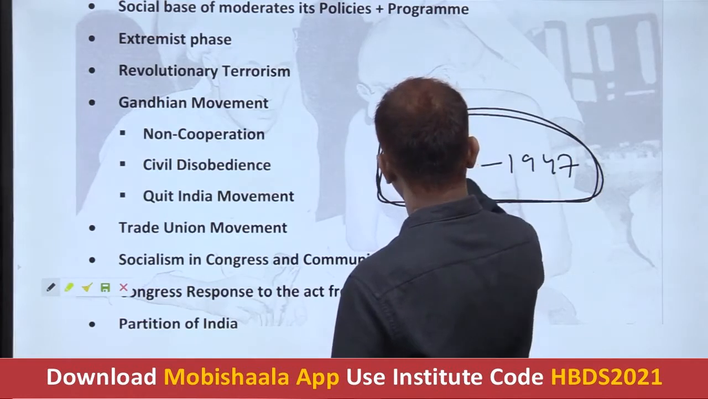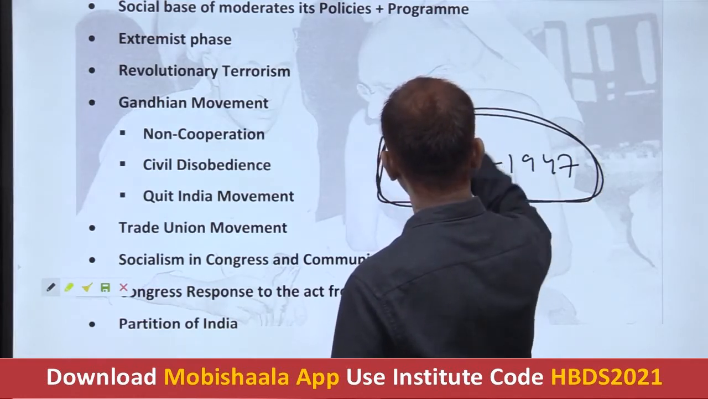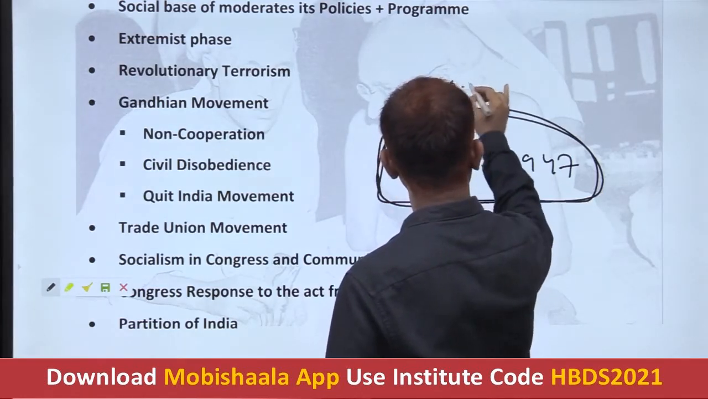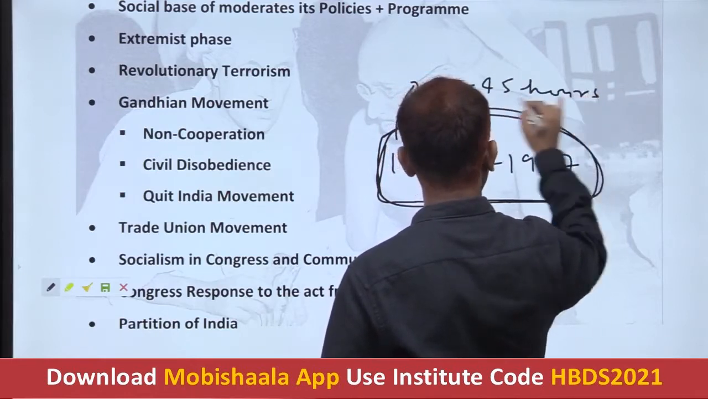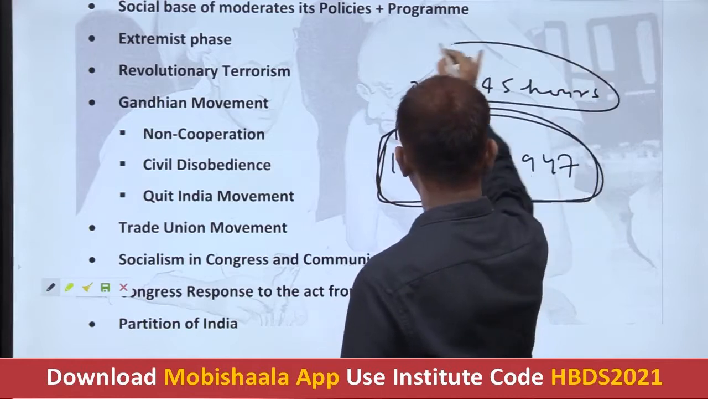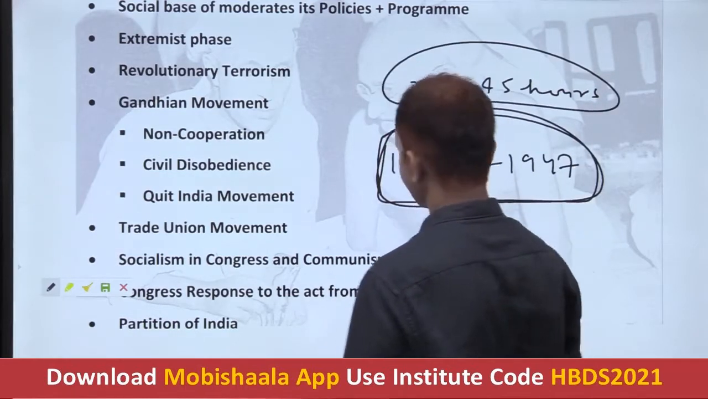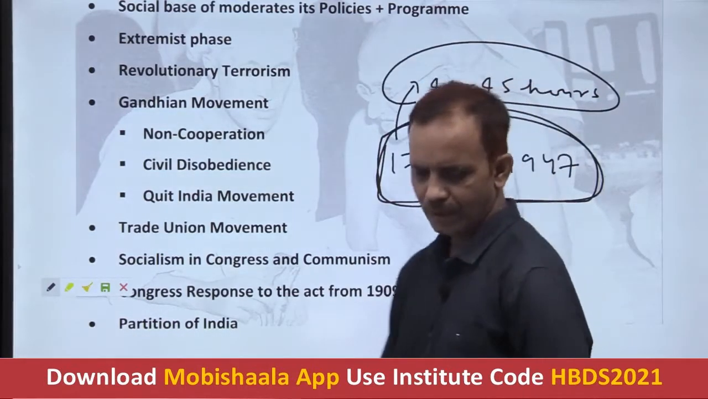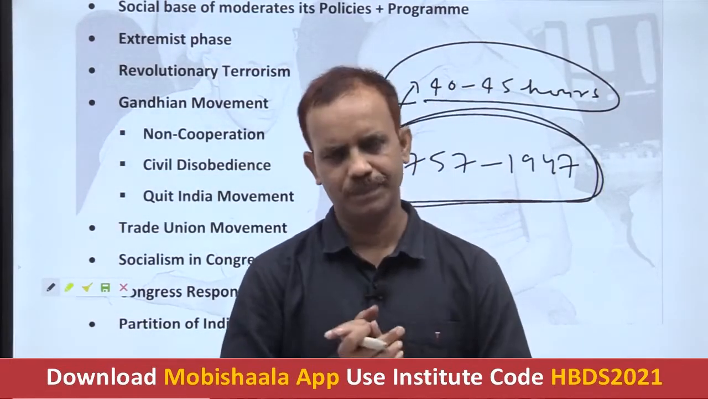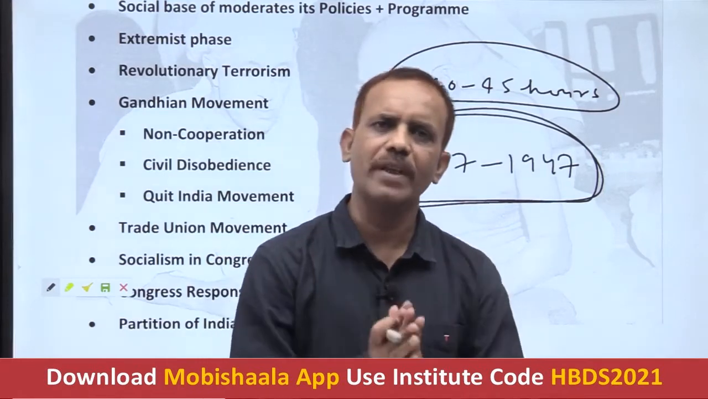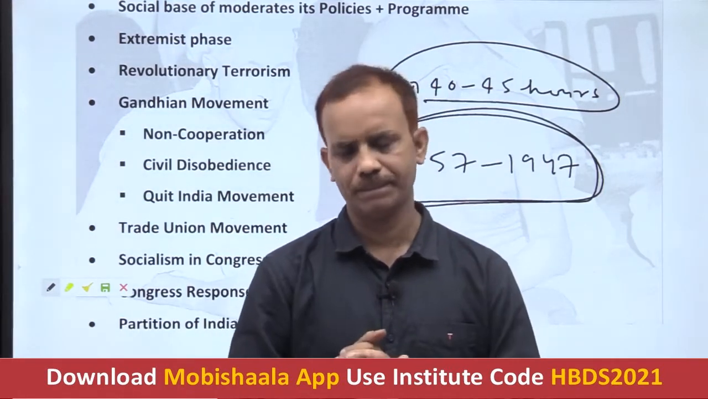The whole syllabus would be covered in nearly 40 to 45 hours. This syllabus would be completed. Now, let me tell you how I am going to help you, means what is my strategy about modern India.